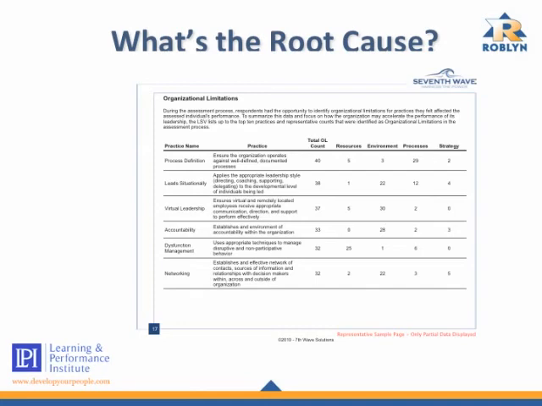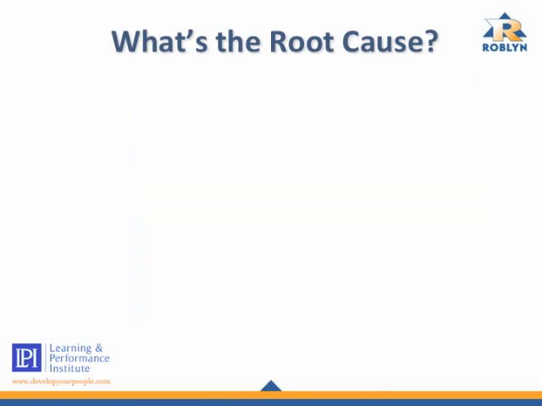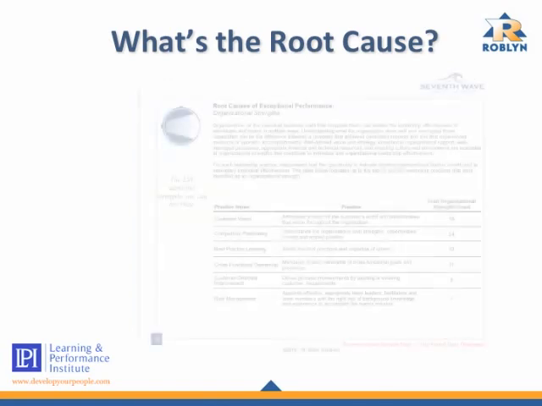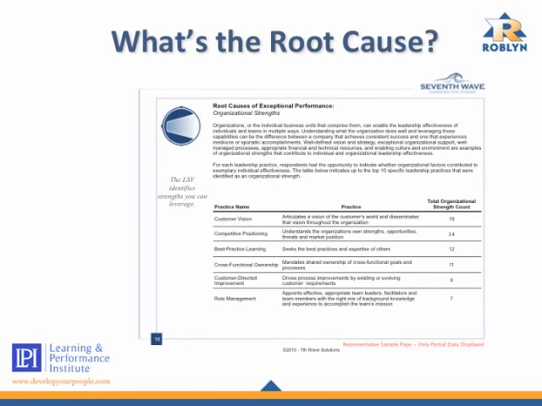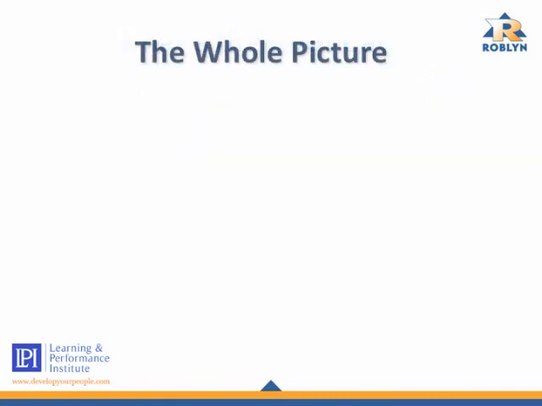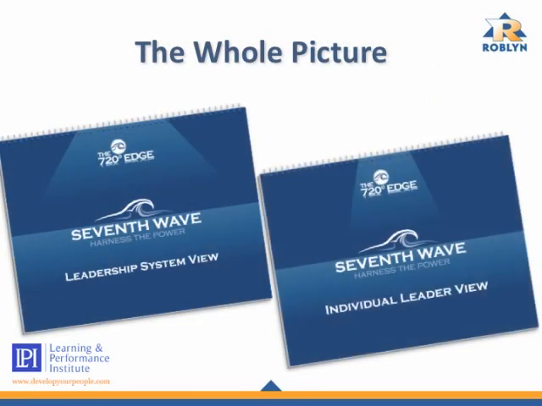Identifying potential root causes can provide your leadership team with actionable intelligence to make the organizational maneuvers necessary to accelerate performance. Comprehending the root causes to exceptional performance can provide the intelligence to leverage vital capabilities. The 720 Edge provides you data that identifies not only your top performers, but the best practices of the organization. If you're looking for the whole leadership picture of your organization, consider the 720 Edge.